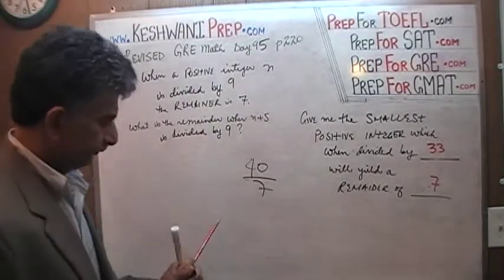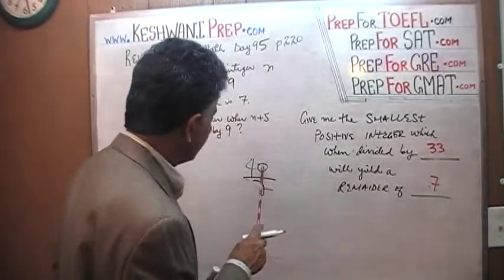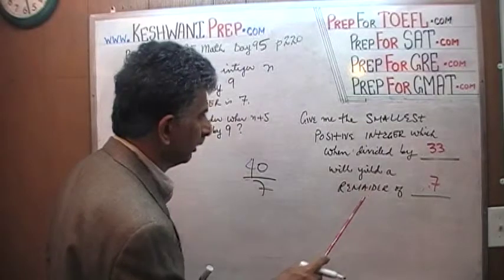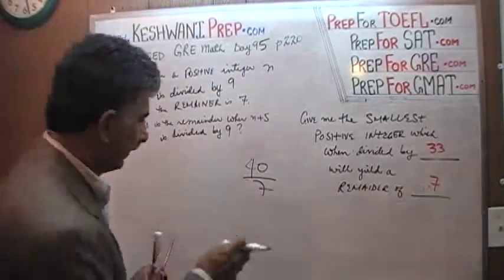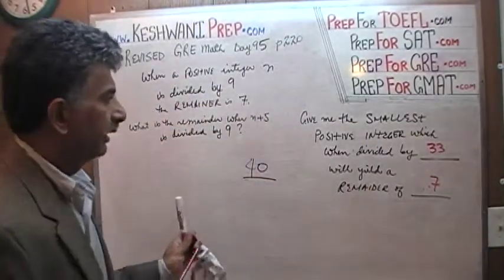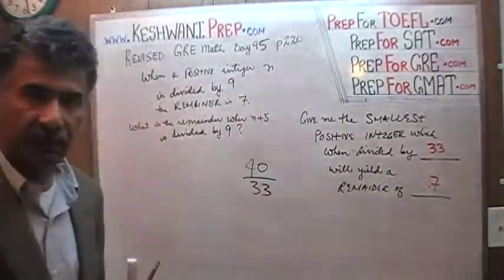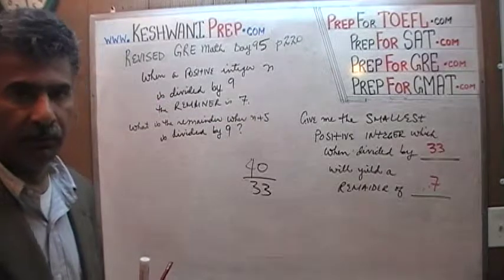So here we go. 33 plus 7 is 40. 40 divided by 7. See, I'm not paying attention. We're not dividing it by 7. We're dividing it by 33. 40 divided by 33 will give us a remainder of 7.